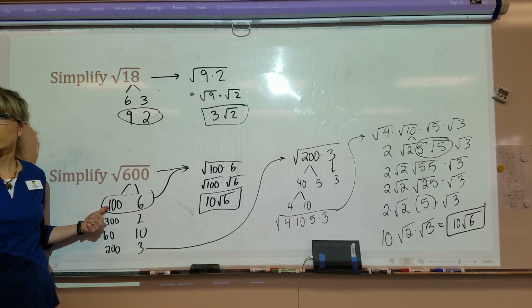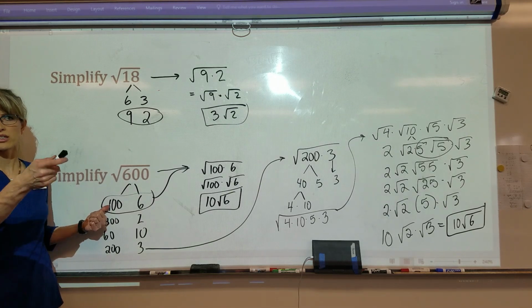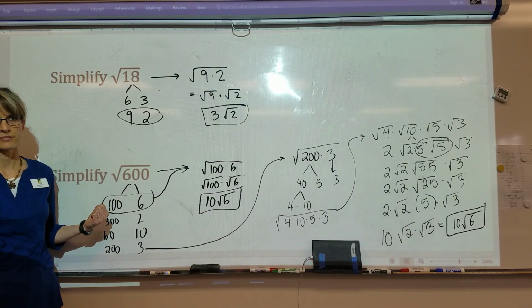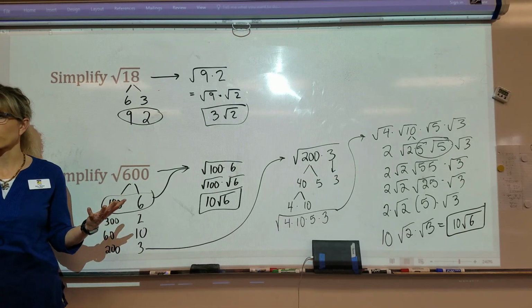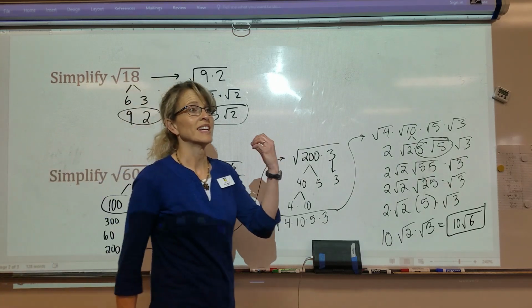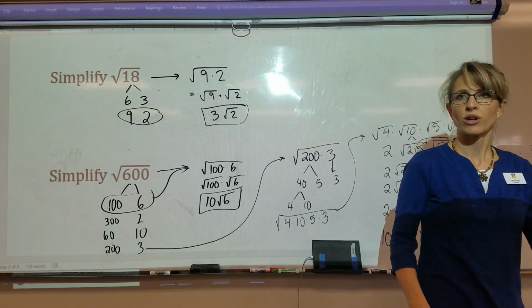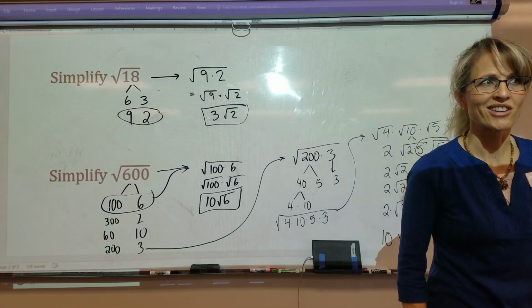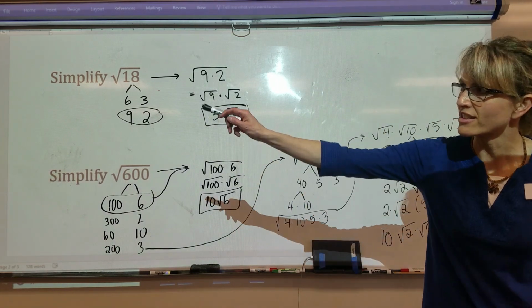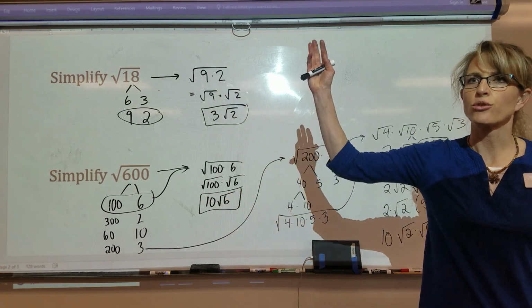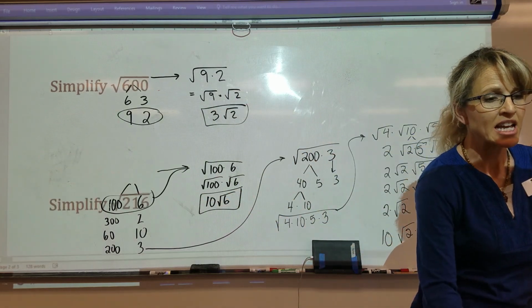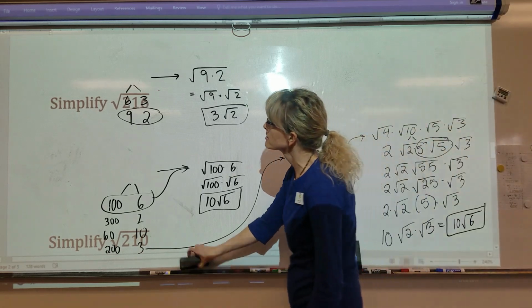What are perfect squares? What's a perfect square? Connor? Anything that has a square root times itself. 4, 9, 16, 25, 36, 49. Look down the diagonal of your multiplication chart. Those are your perfect squares. So those are numbers you're going to test. Hey, your turn. Try 216.